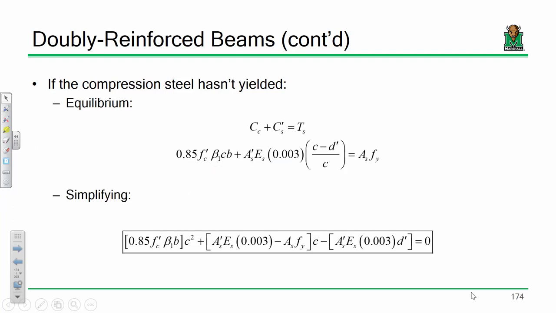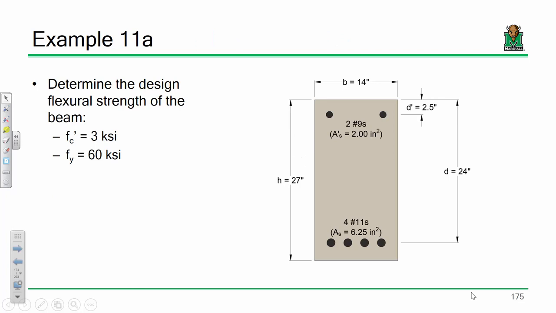And so when you write your equilibrium expression, the fact that all the forces in compression must equal all the forces in tension, you end up getting a quadratic expression. This is only used when the compression steel does not yield. And so you'll get some practice today exploring how that works. So last time when we did this example, we found that the upper layer of steel did yield.